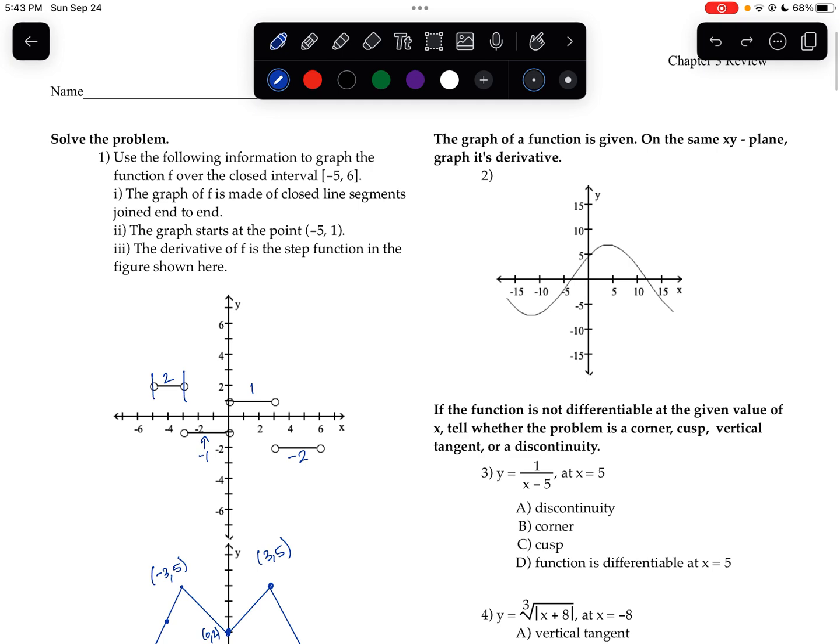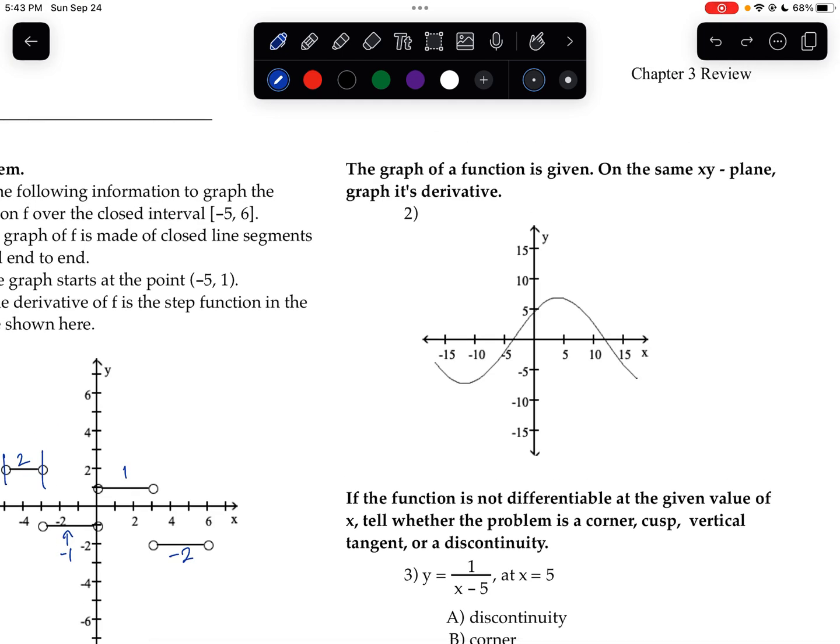Okay, for number 2, the graph of the function is given on the same xy plane. Graph its derivative. So we're graphing the derivative this time, given the function. So I'm going to point out some important parts. So right here, this has a slope of 0. Here, the function has a slope of 0. That's where horizontal tangents are. And I would say probably somewhere around here.